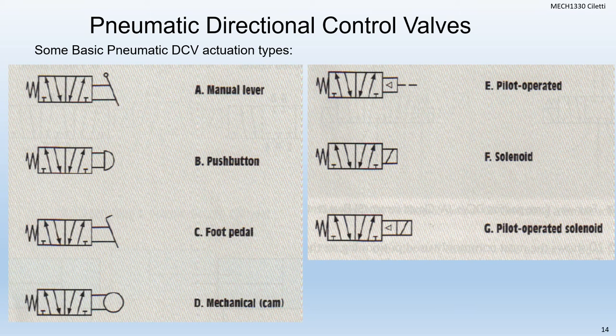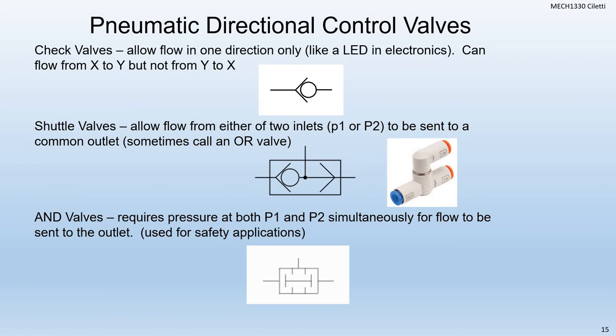These are all the same symbols, so we should be much more successful on the test here. Making sure that we understand what a manual lever looks like, a push button, a foot pedal, a cam, a pilot operated valve, a solenoid, or a pilot operated solenoid. We spent a lot of time talking about those in hydraulics. We also have check valves, just like we did in hydraulics, shuttle valves, same thing, and then AND valves. So a little bit differently.